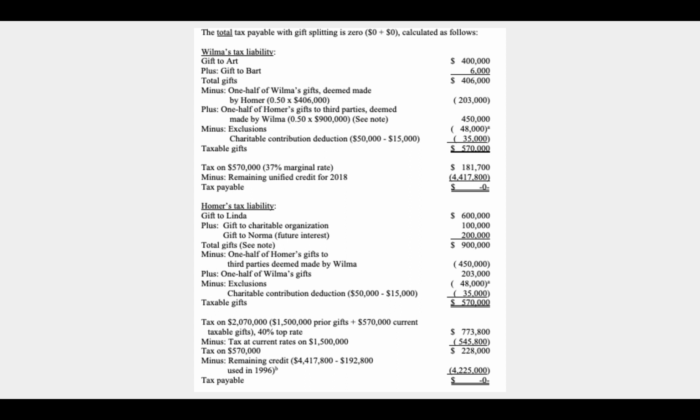We have a remaining credit for Homer of $4,225,000. Again, that is lower than Wilma's because he used $192,800 of it in 1996. So Homer is not going to pay any cash over to the government this year, but Homer's going to reduce his credit again. So his credit is now even lower.